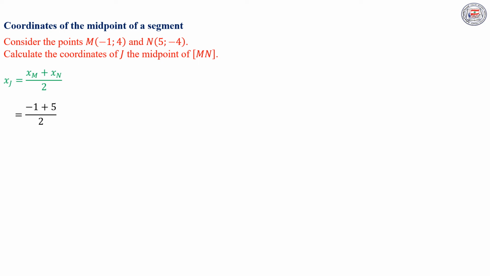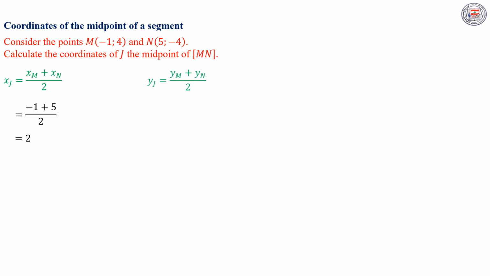Another example, consider the points M(-1, 4) and N(5, -4). Calculate the coordinates of J, the midpoint of MN. We have to use the same formula in order to calculate the coordinates of J. That means we have to calculate x of J and y of J. x of J equals x of M plus x of N over 2. Then x of J equals (-1, which is x of M, plus 5, which is x of N) over 2. Then x of J equals 2.